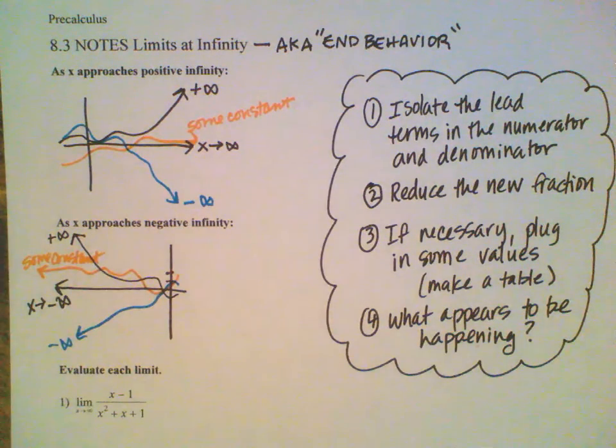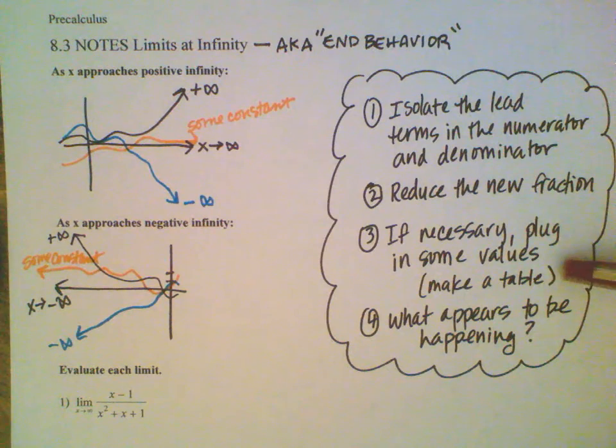Okay? So let's start by discussing what we're actually doing when we're looking at end behavior, because infinity is so enormous that it takes over pretty much the lead term of the function. And so if I'm going to try and look for end behavior, and if I want to find it quickly, what I need to do is go through these steps. I isolate the lead terms, or the highest power in the numerator and the denominator, and then I rewrite it as a fraction and reduce that fraction.